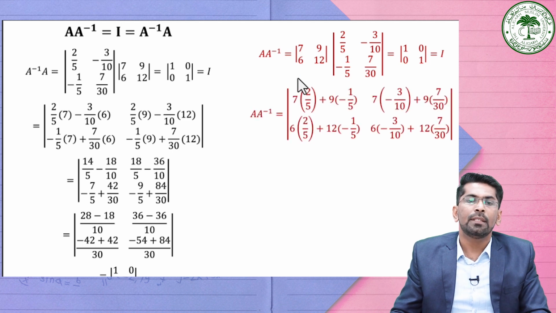So here 7 into 2 by 5 plus 9 into minus 1 by 5. Then the first row with the second column, that is 7 into minus 3 by 10 plus 9 into 7 divided by 30.